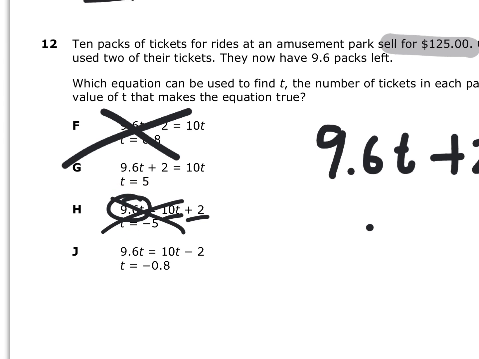Now, T stands for what? The number of tickets in each package. Can I have a negative value stand for a ticket? No. Tickets are a physical thing. You can't have negative of a physical thing, right? I can't pick up and say, ooh, I've got negative calculators. When I have one in my hand, it doesn't make sense. So that can't be right just on the basis of what T stands for, the number of tickets. So it's got to be G.